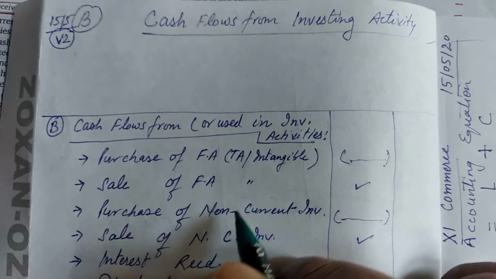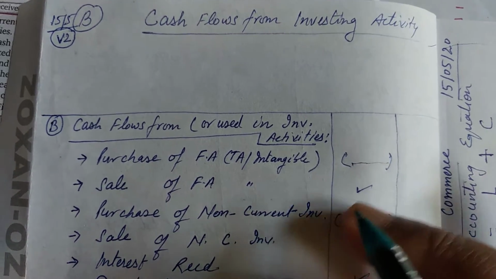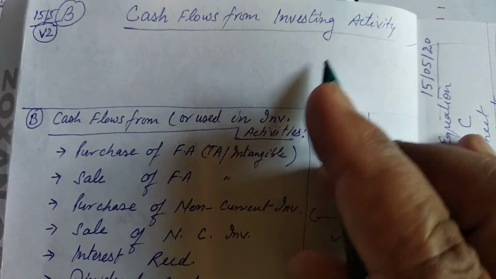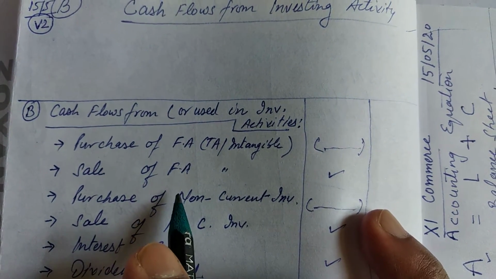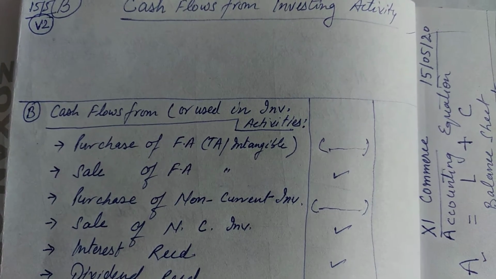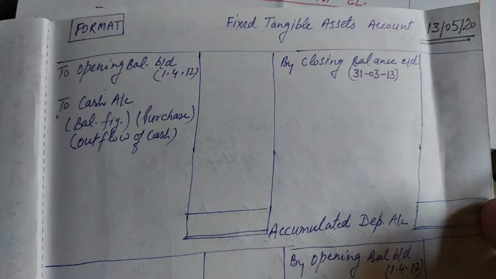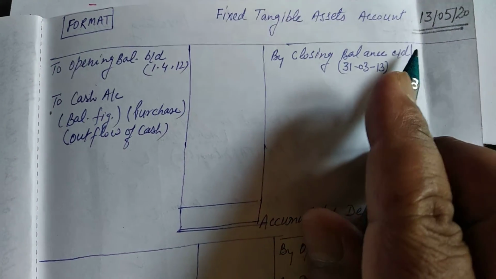Hope you are enjoying this. You have to read again and again, then you will learn this format. As we are doing now investing activity, purchase of fixed assets, sale of fixed assets, for these we have to make some additional accounts as working notes. How? These are the formats of additional accounts.